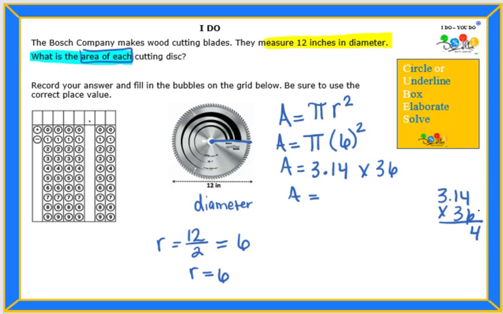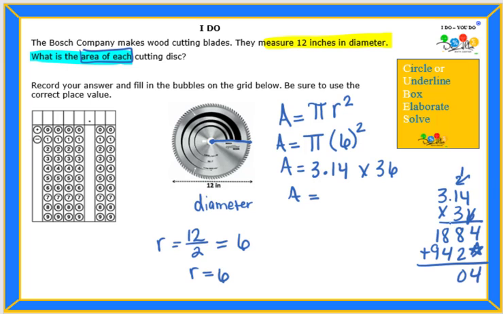We get 24, carry 2. 6 plus 2 is 8. 6 times 3 is 18. We put a placeholder because we're done with the 6. And 4 times 3 is 12. We carry 1. 3 plus 1 is 4. And then 3 times 3 is 9.